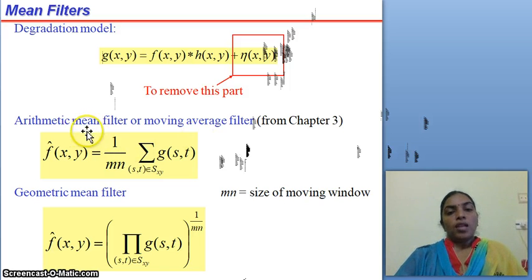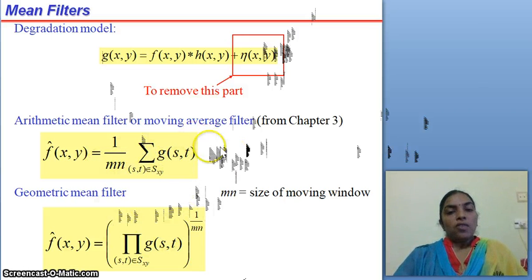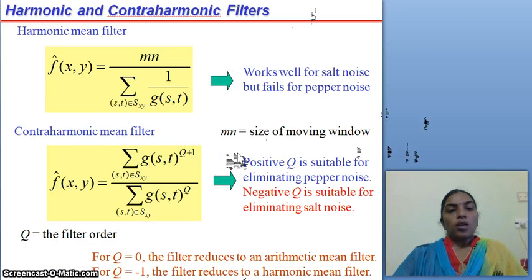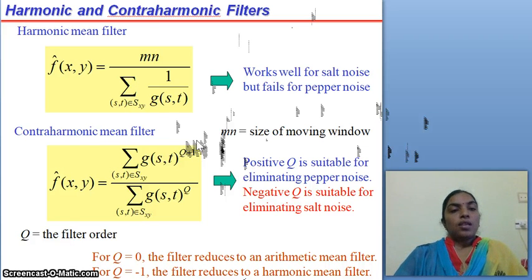One is the mean filter: arithmetic mean filter or moving average filter, and geometric mean filter. The mathematical equations are given here. Then there are the harmonic and contra harmonic filters, each suitable for specific noise reduction, right? So based on image smoothing techniques like mean filters, a lot of mean filters are there, and by using them we can reduce the noise. So the restoration filter here is easily an enhancement technique.